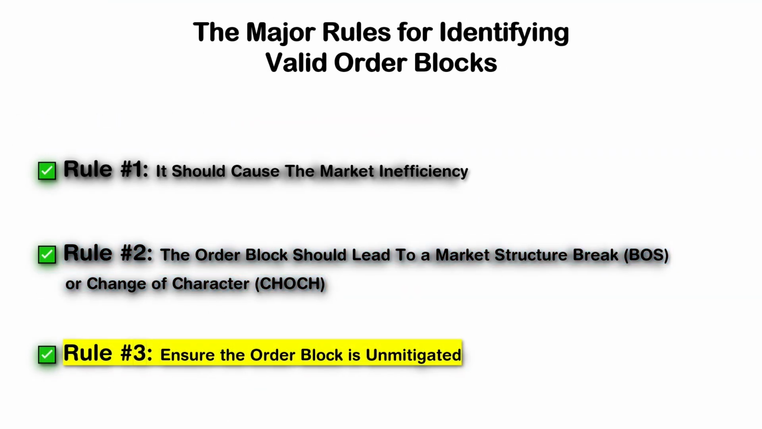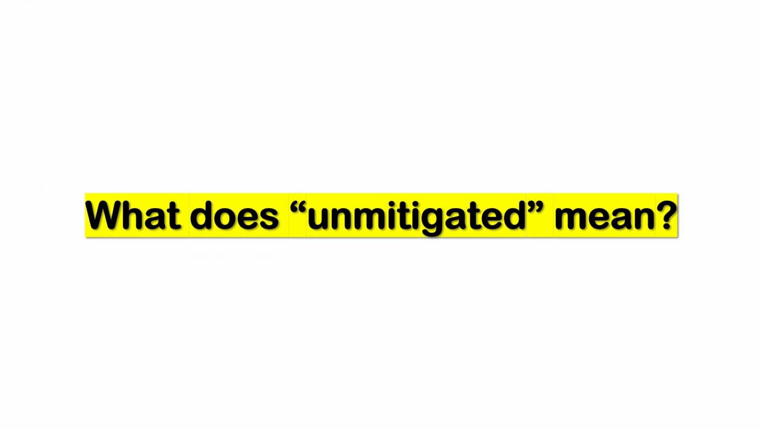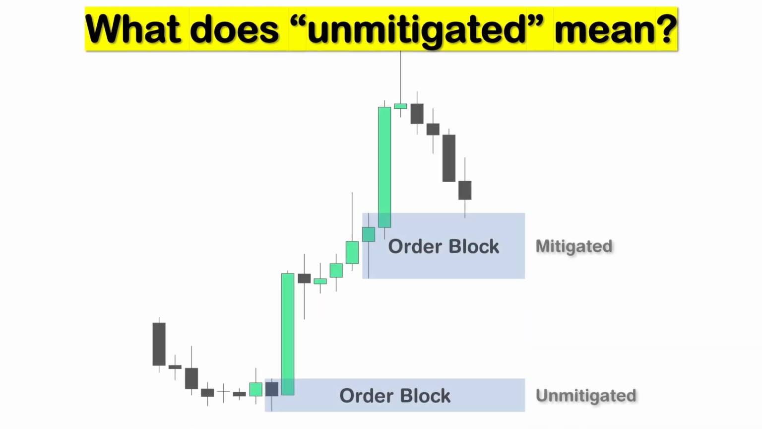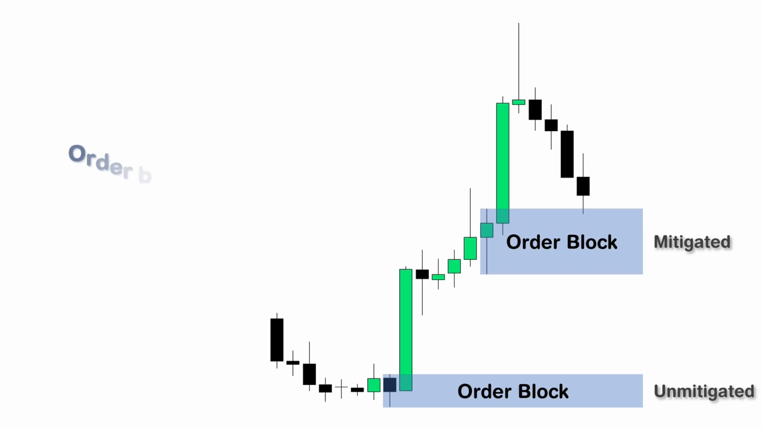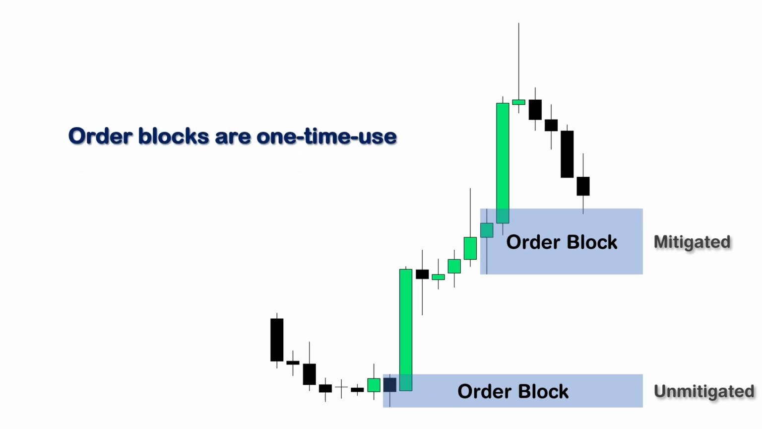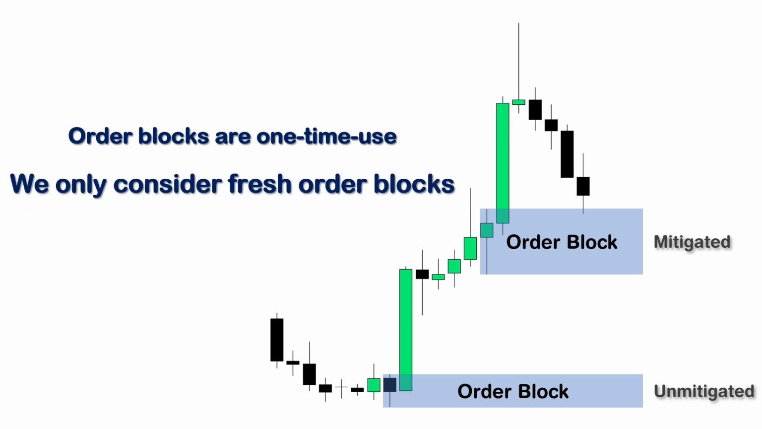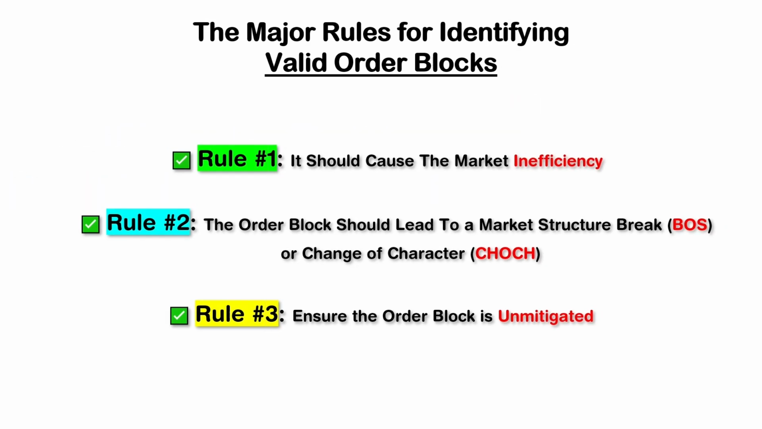Rule number 3. Ensure the order block is unmitigated. What does unmitigated mean? An unmitigated order block is an order block whose price has not yet been revisited since its formation. Order blocks are one-time use zones. Once the price mitigates or touches an order block, its effectiveness decreases. We only consider fresh order blocks for high-probability trades. When analyzing potential trade setups, ensure that the price is returning to the order block for the first time, not after multiple tests. To trade order blocks successfully, always follow these 3 core rules in 3 steps.